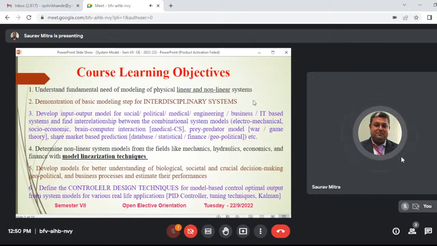Prey-predator model: suppose in the market one company is succeeding very fast, capturing all other companies, and all the other small companies are getting merged into the big company. What is the dynamics of that whole process, and is it good or bad for the customers? Will there be a monopoly or a duopoly in the market? All those things can be estimated from the knowledge gained from this subject.